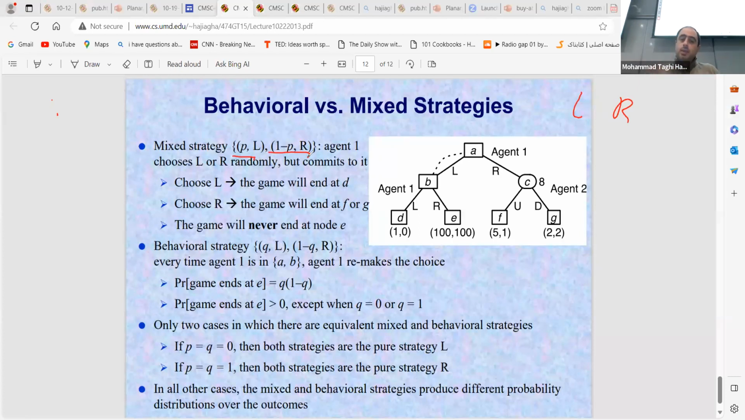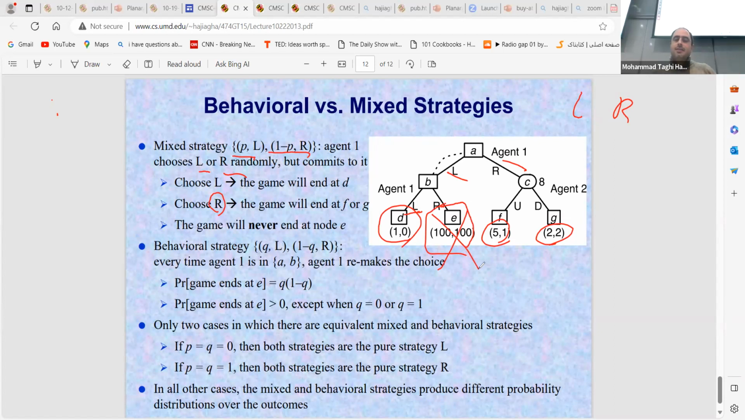So here, agent one either chooses L or R, but the catch is that if you take one of the actions, because of this information set, you should commit to this action. You can randomize, but you need to commit. So if you choose L here, then you need to choose L here, and then you will end up here. If you choose R as agent one, then depending on agent two, you may end up here or here. The issue is that you can never come to this. So this is not possible.